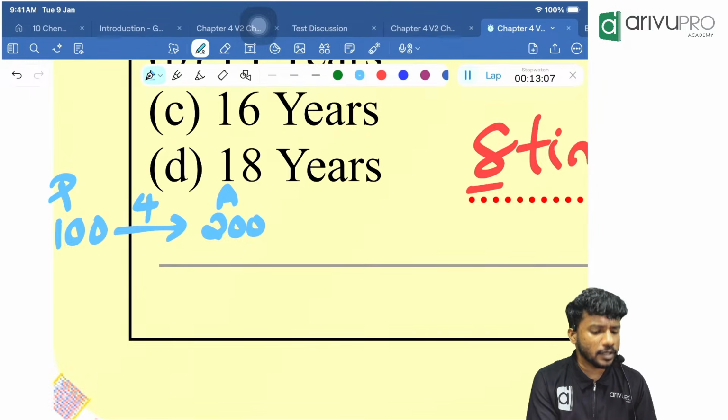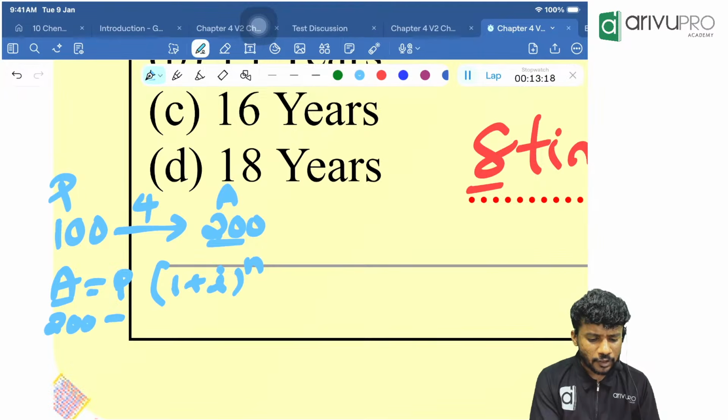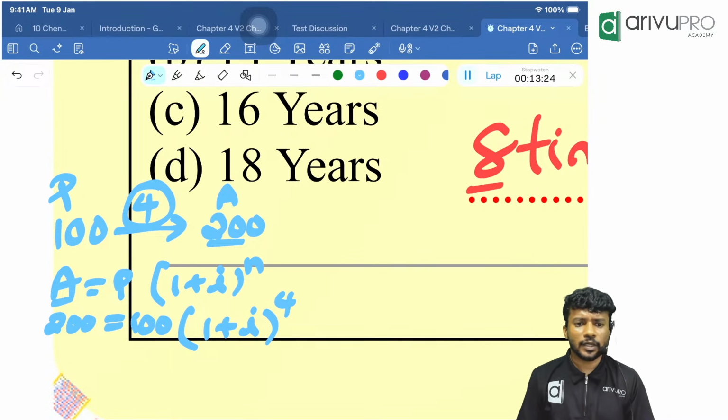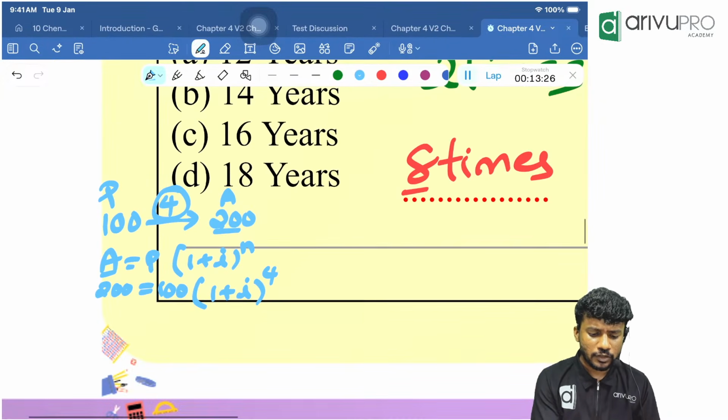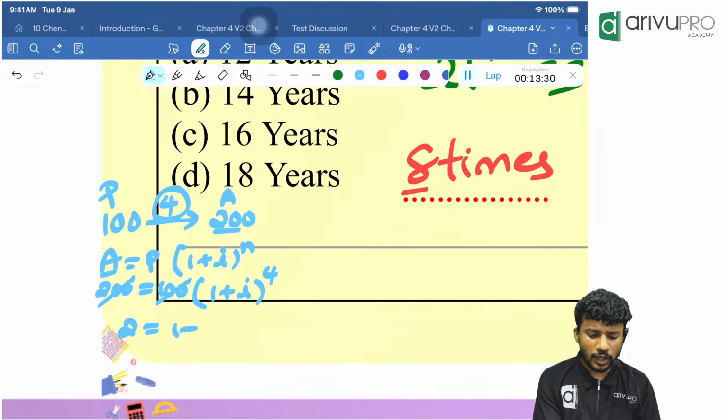What is the amount formula? A is equal to P into 1 plus I the whole power n. Then can I say A is 200? 200. P is how much? 100 into 1 plus I the whole power how much? 4. Okay. Now from that I am telling 200 and 0 got cancelled. So can I say 2 is equal to 1 plus I the whole power 4.